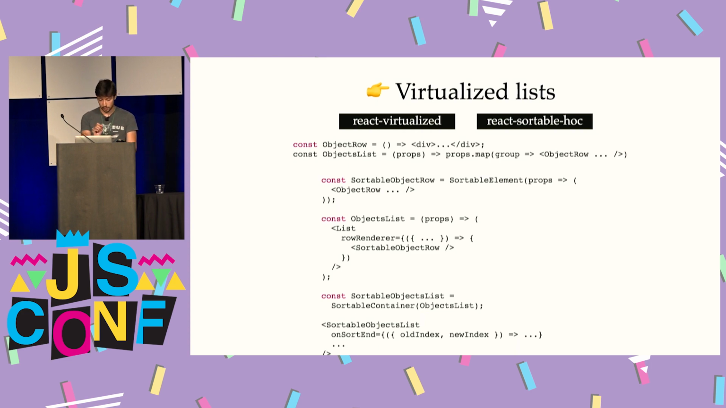And using this property called row renderer, you can say this is the function that you will call to generate every line that is to be displayed on the screen. And then using React sortable HOC, you can add the sortable container HOC on the top of your list, and on the top of each element, you're using sortable element, and you get a list that is both virtualized and that you can reorder using drag and drop using the mouse or touch.